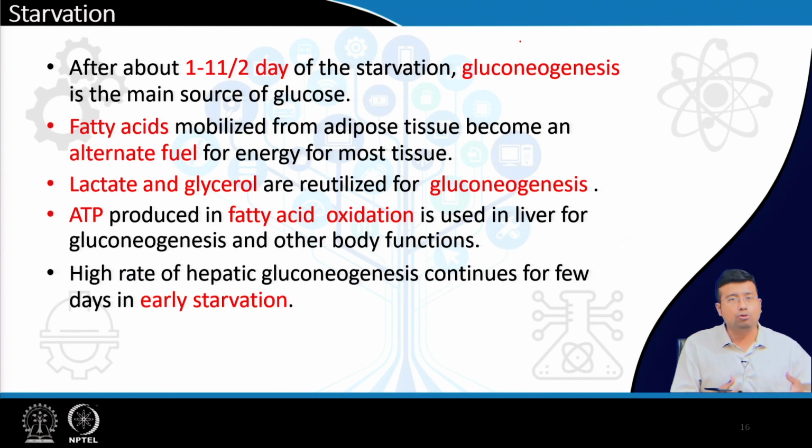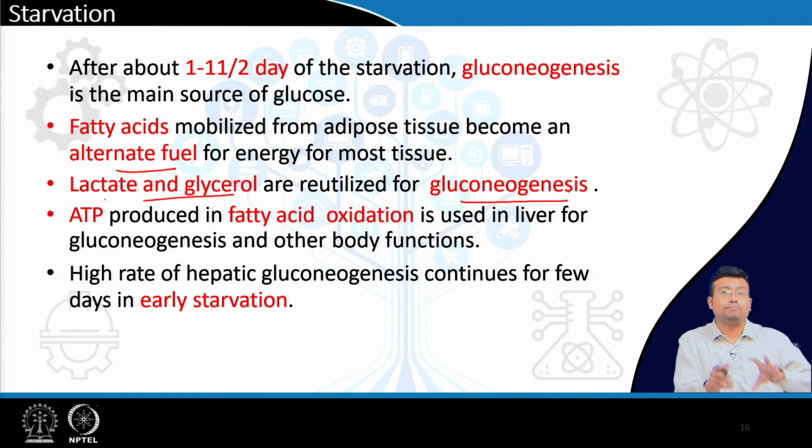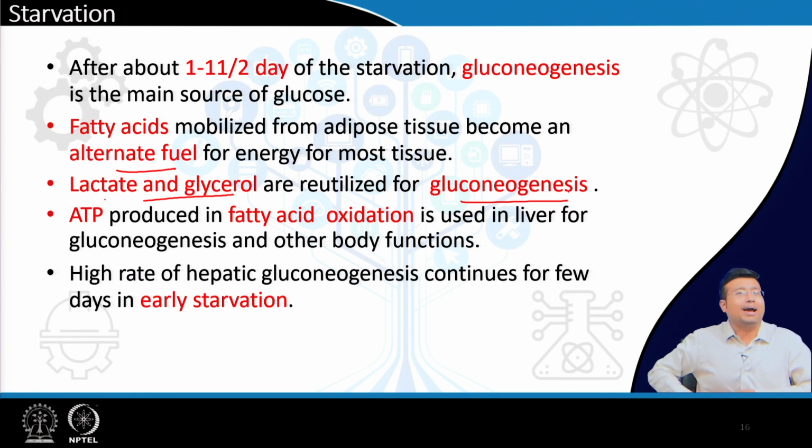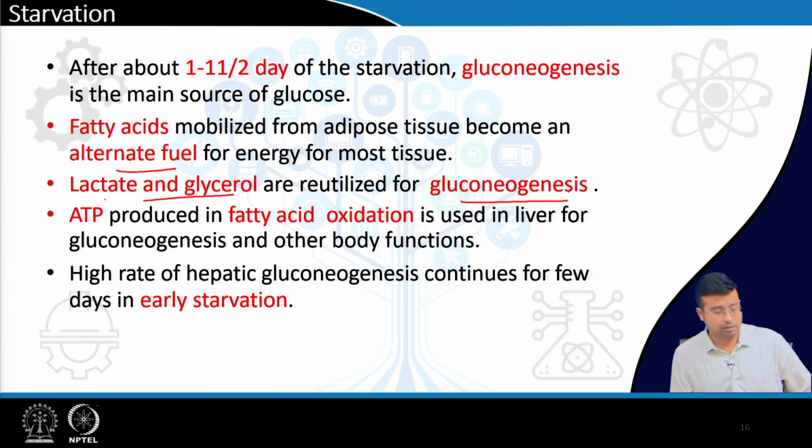What are the substrates for gluconeogenesis? Fatty acids, glucogenic amino acids. Fatty acids are mobilized from adipose tissue and become an alternative fuel for energy for most tissues, as well as lactate and glycerol being reutilized for gluconeogenesis. Why? After the entire carbohydrate source is done with, the body will search for alternative sources of energy, and by this time the fats of the body start to get utilized, right. The glycerol and lactate produced from this lipolysis are reused as substrate for gluconeogenesis.